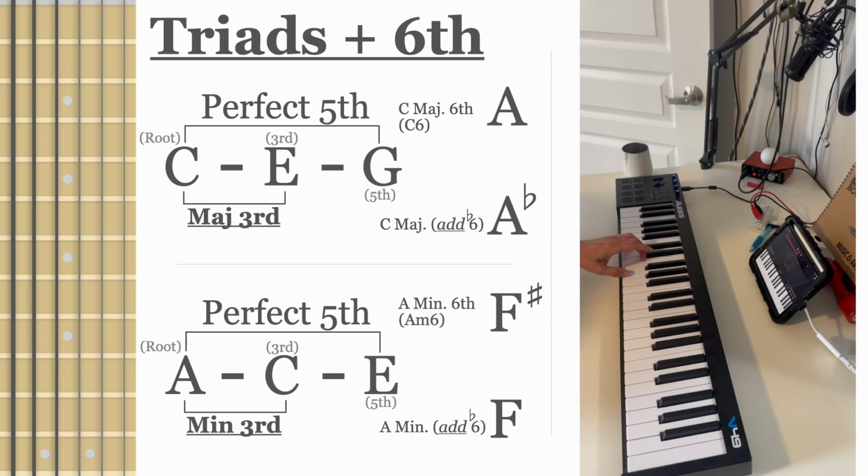So here, if we're talking about C major, right, heard it 1,000,001 times. And if we're going to add in the sixth, in this case is the A, but that's a major sixth. So let's listen to the major triad with a major sixth. Okay, not bad. Now let's listen to that major triad with the minor sixth.